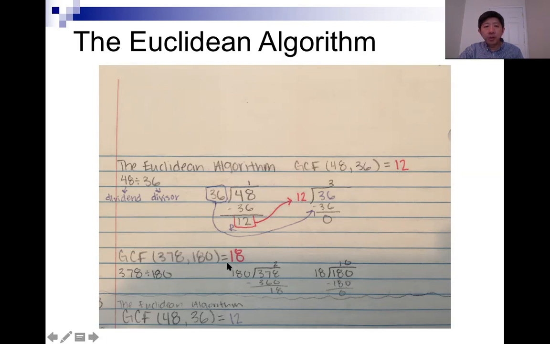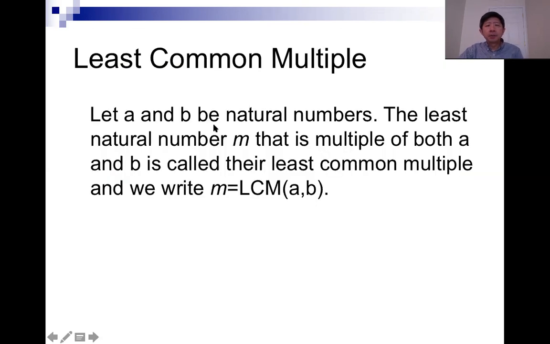So the GCF will be 18, okay? All right, so now this is the Euclidean method. And next, we're going to talk about least common multiple.